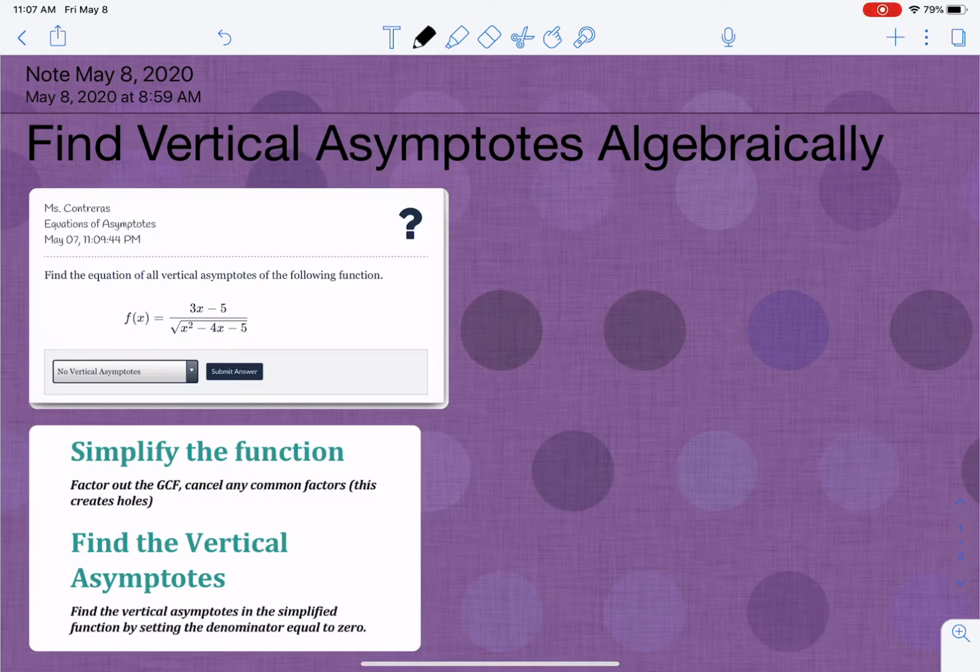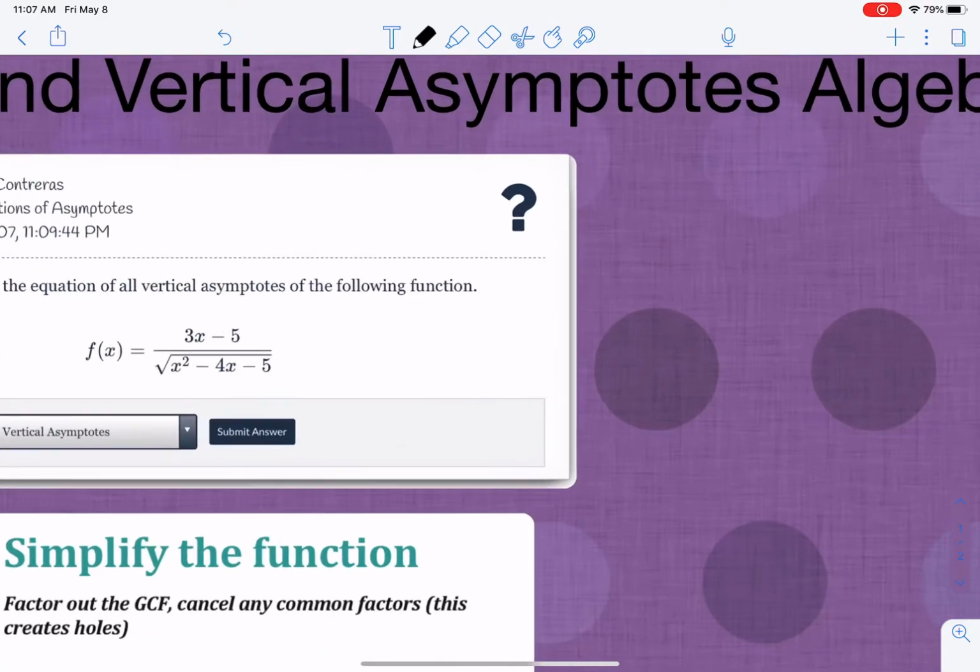Hello, so this video is going to help you out with a Delta Math assignment that's called Find Vertical Asymptotes Algebraically. Now, this is a review of what we learned last week. We still haven't finished those graphs, but we'll get to it soon. I just want you to practice how to find each part. So we're going to start with the Delta Math assignment.